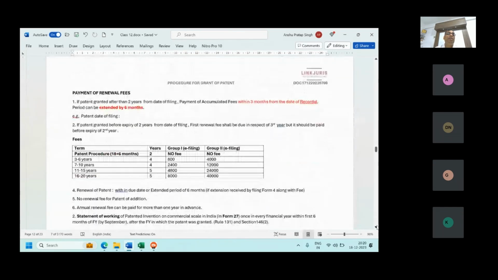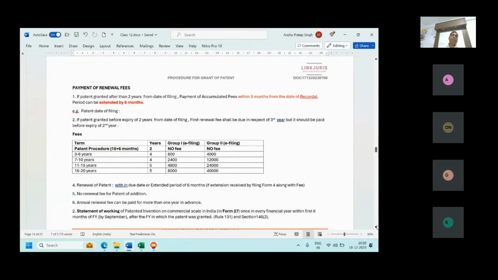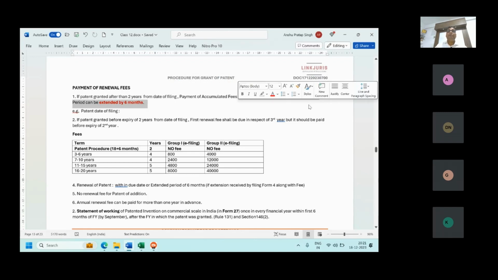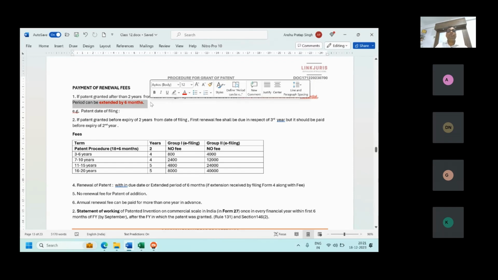Now comes how the renewal fees are paid. When I discussed earlier also, I told you the moment your patent is granted, your obligation for compliance starts. First is the renewal fee and second is the working statement. So first is payment of renewal fee. If the patent is granted after 2 years from the date of filing, payment of accumulated fee is due within 3 months from the date of recorder, and the period can be extended by 6 months.